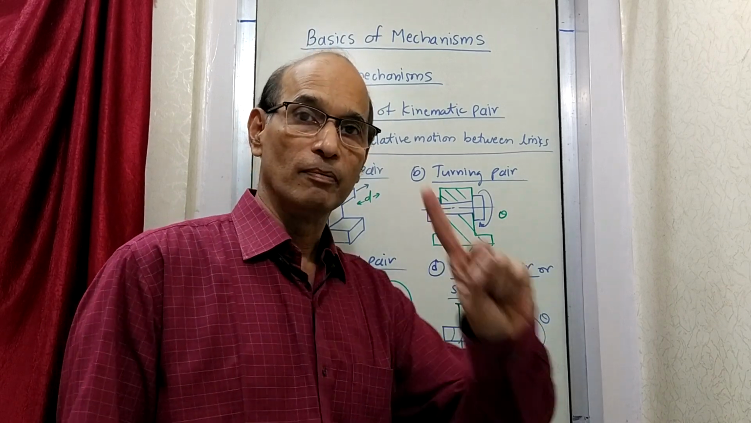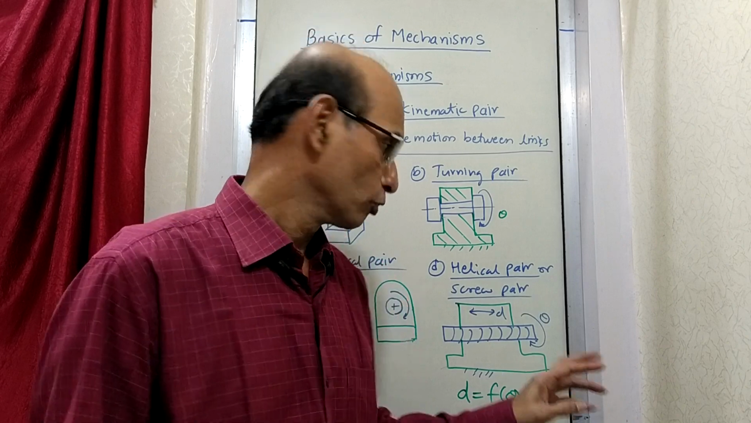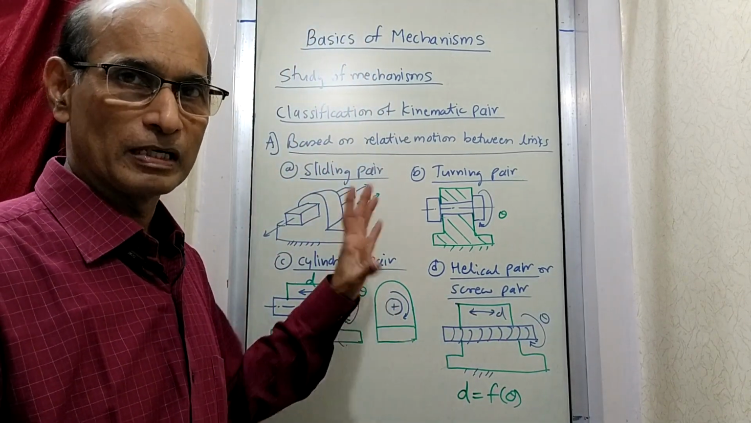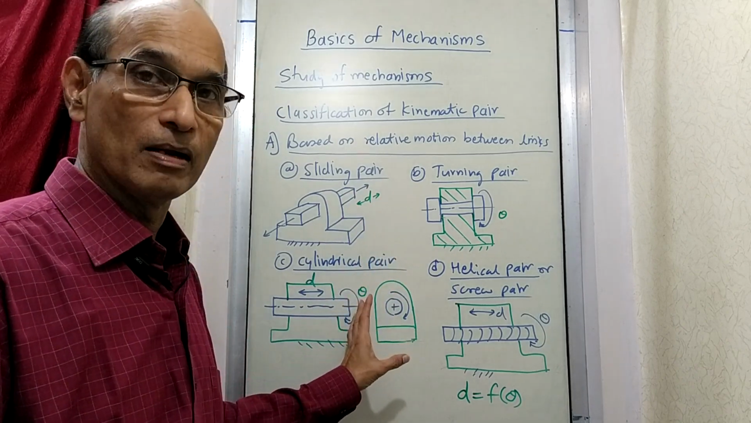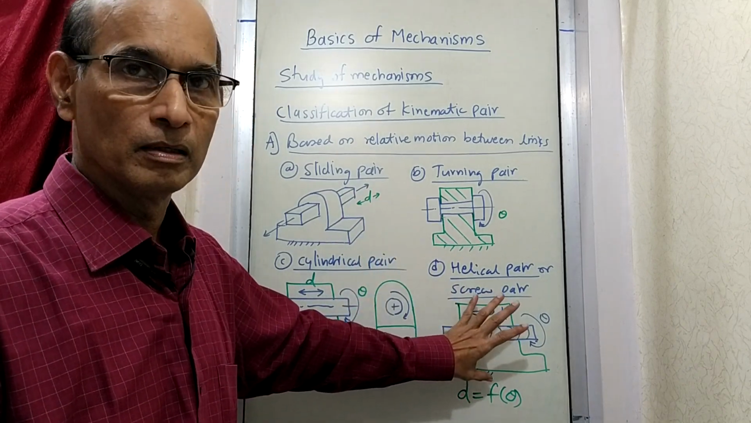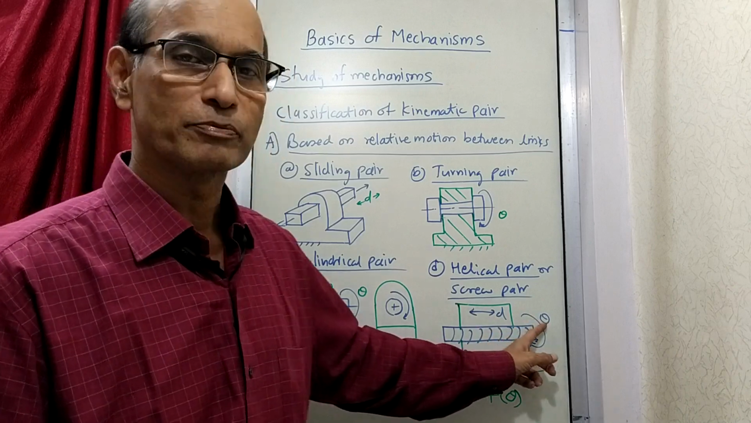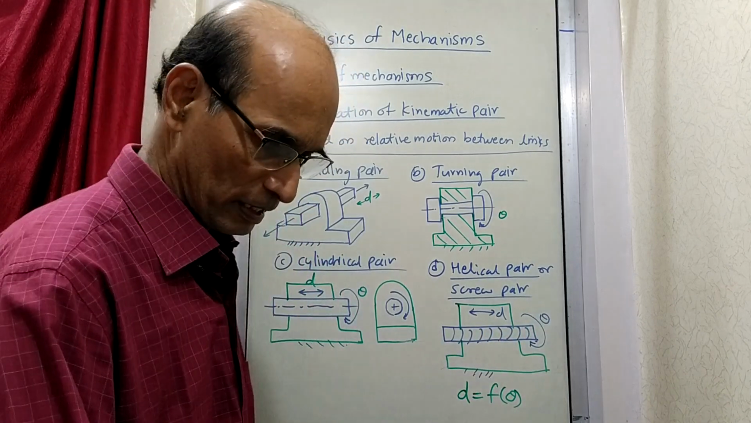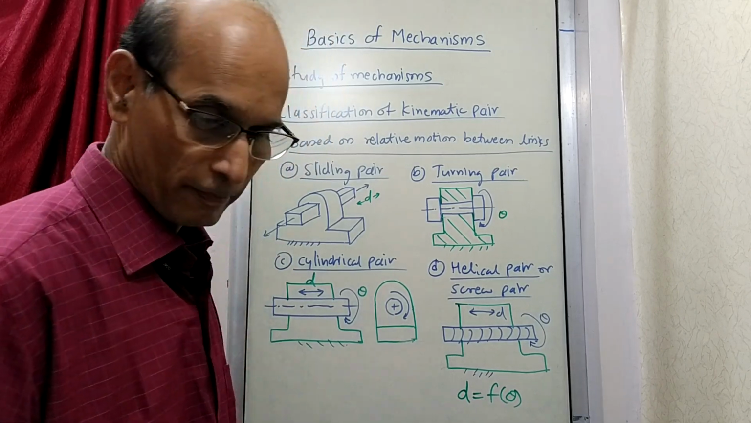That means the variable is only one. Here there are two different variables. So that's why we said earlier that this may not be reliable. This will be reliable, because although there are two different types of movements, they are related. Okay, so that was the helical pair.